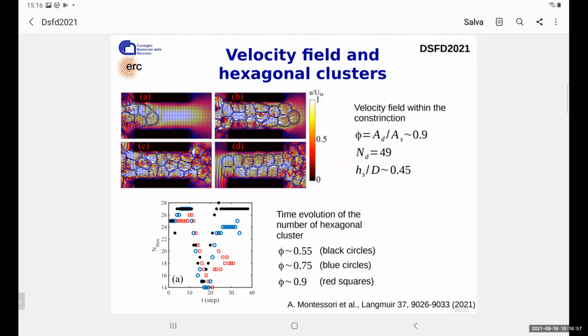Also, the ordering of the droplets is modified by the passage through the constriction. So we computed the plot below, the number of hexagonal clusters counted within the emulsion, basically to get an idea of this sort of crystalline-like order. It's rather high before the emulsion crosses the constriction, then it gets very low when the emulsion crosses, so there is a large decrease of crystalline order, and then there is a restoring of the crystalline order if the area fraction is low. Whereas if the area fraction is very high, then you see in the red plot that the crystalline-like order is basically lost.